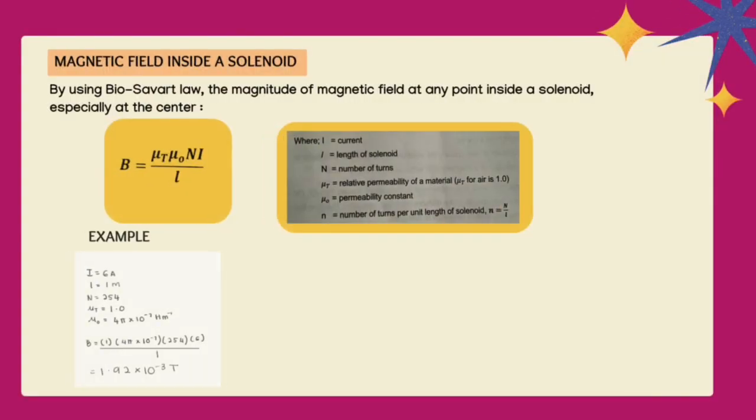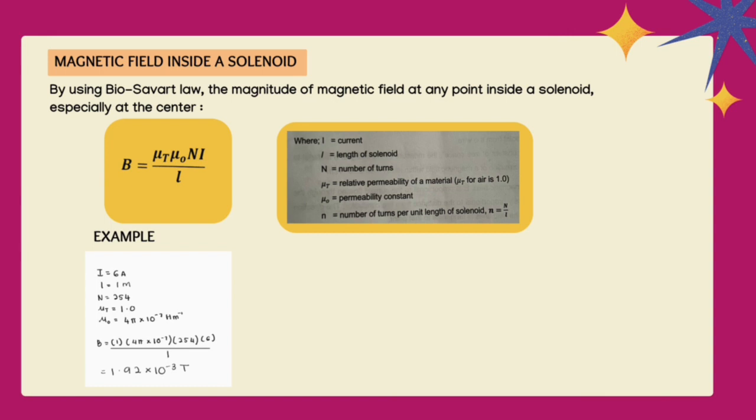Lastly, for solenoid, as usual, just use the formula that has been given in the slide. For I is 6 ampere, L is 1 meter, N is 254, permeability constant as usual, and relative permeability of the material is 1.0. So, the answer is 1.92 × 10^-3 T.